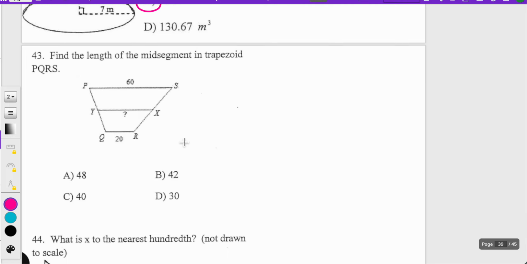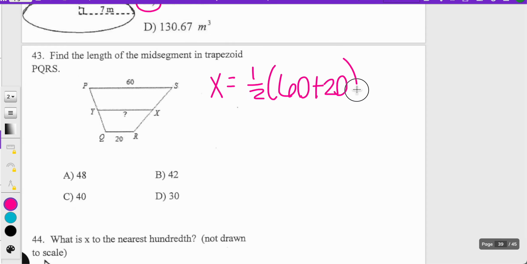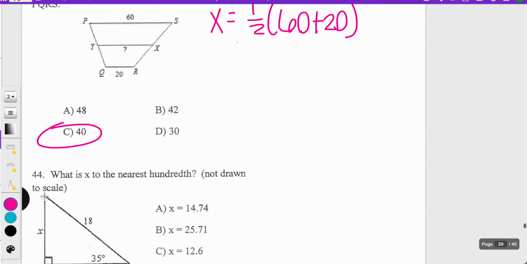Find the length of the mid-segment of the trapezoid PQRS. For this one, we can find x, which is our missing piece, by taking 1/2 of the sum of 60 and 20, and that'll give us C, 40.